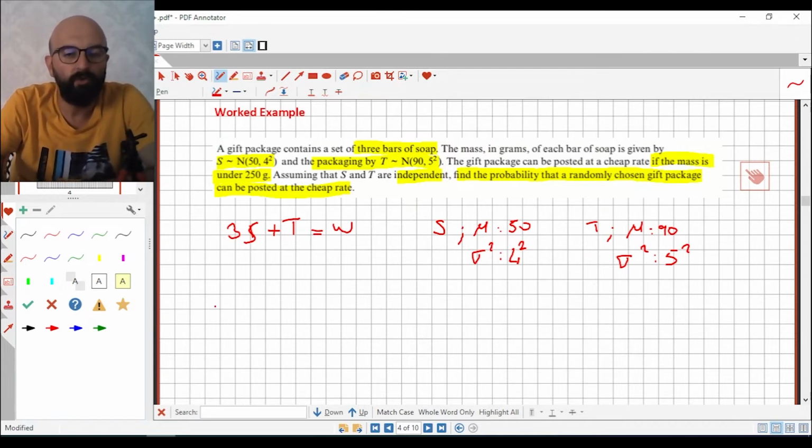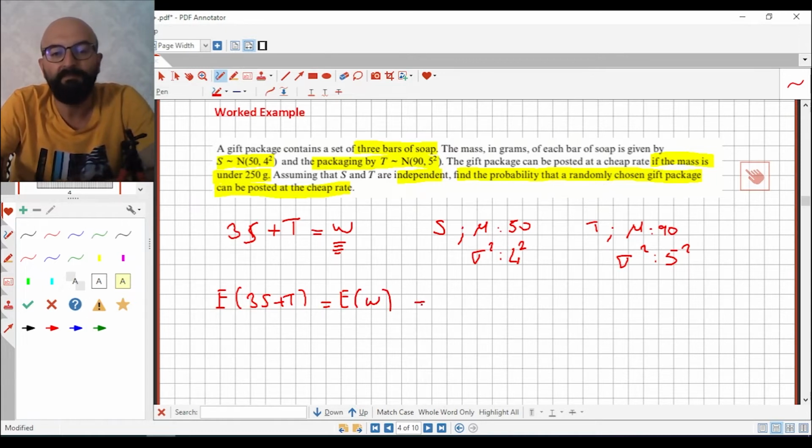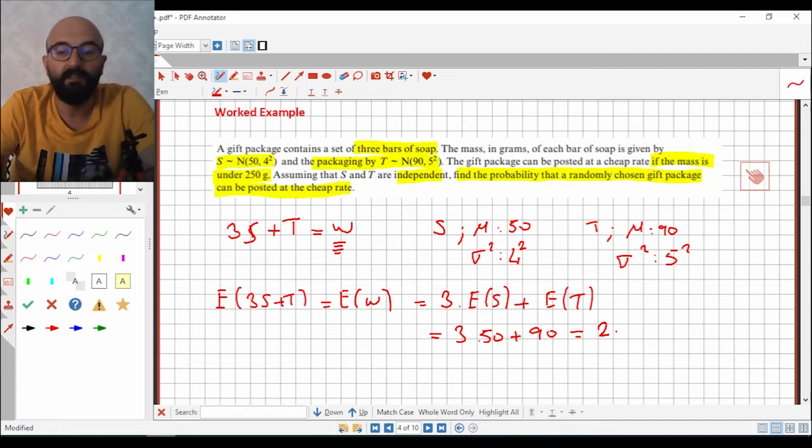So we should find the mean and variance for W. Okay, now as you remember, the expected value of 3S plus T, meaning the expected value of W, is 3 multiplied by the expected value of S plus the expected value of T. So it is 3 multiplied by 50 plus 90, which means 240.